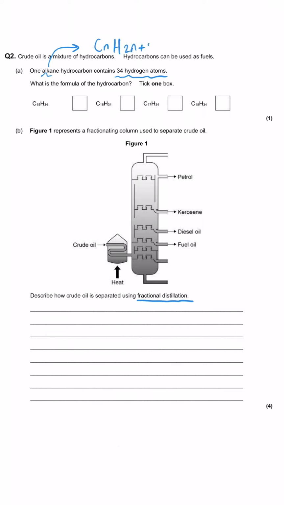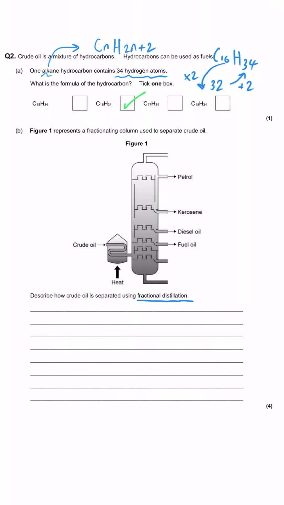CnH2n+2. And so for this question we actually have to work backwards. If H is 34, then what we must have done to work out the hydrogens is add 2 on to make 34. So taking 2 off would give us 32. And then we had to double the number of carbon atoms to get 32 in the first place. So working backwards to the number of carbon atoms that must be in it, we need to halve it. And what we get there is 16. So C16H34 is our final answer, which is the second box.